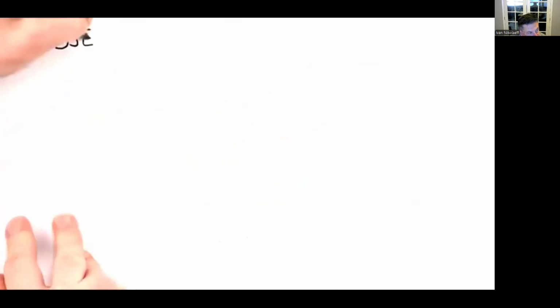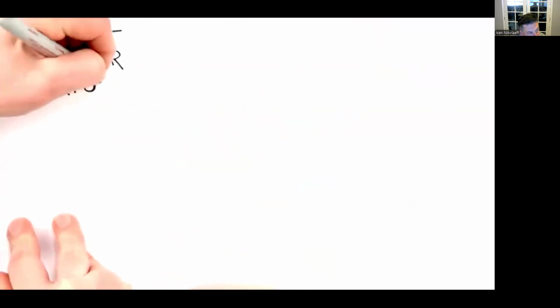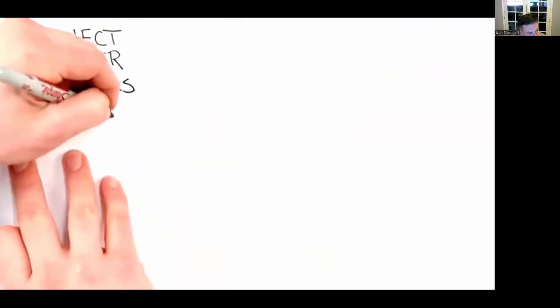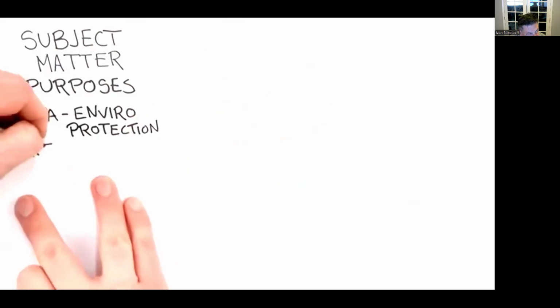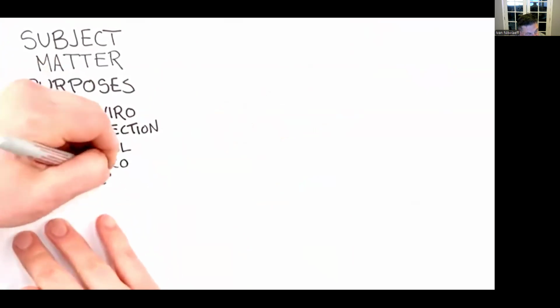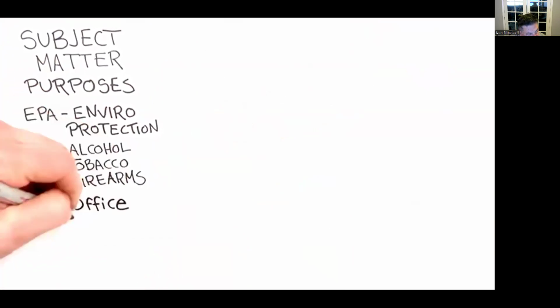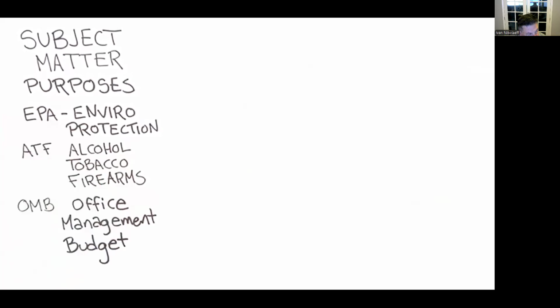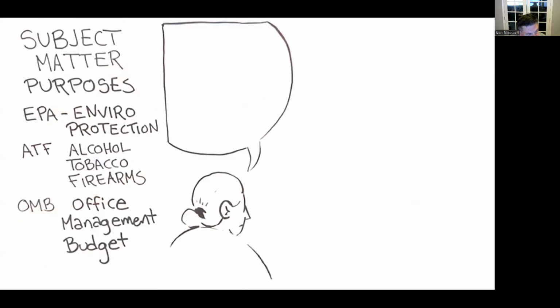The organic statutes also give agencies a subject matter specific focus, like environmental protection or alcohol, tobacco, and firearms. Some agencies are purely internal and advisory, like the Office of Management and Budget, but most focus on some specific subject matter in society, like housing or trade.